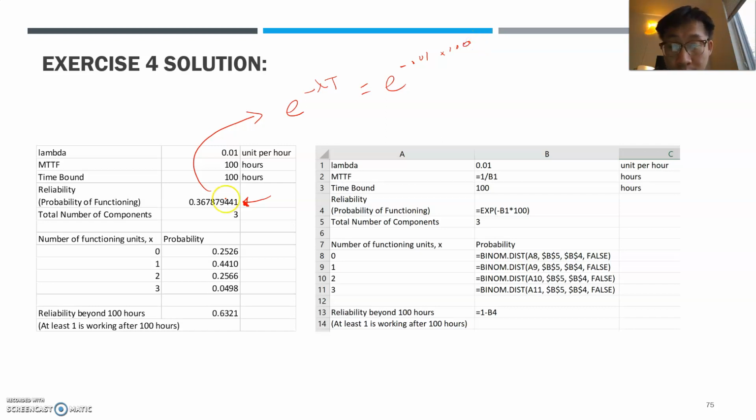So you plug it here, and you have obtained the probability of success for each component. But all the components will have the same probability of success, therefore that's all you need. Okay, so this is what we want to know, because eventually what you want to do is 1 minus this particular value. As long as you understand the binomial probability part, this part is really, really easy. Okay, reliability beyond 100 hours is 63.21%.